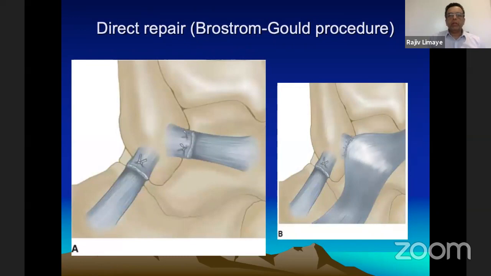This is the same picture again, showing the repair of the ATFL and CFL, but this side shows the Gould modification, by which the inferior extensor retinaculum is pulled back onto the fibula. We can use anchors put into the fibula to reconstruct these two ligaments. Alternatively, one can make drill holes into the fibula, pull the sutures through the ligaments and repair them back onto the fibula.